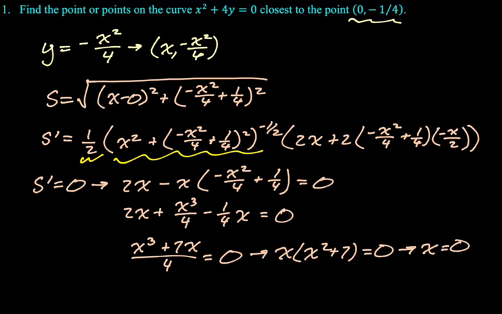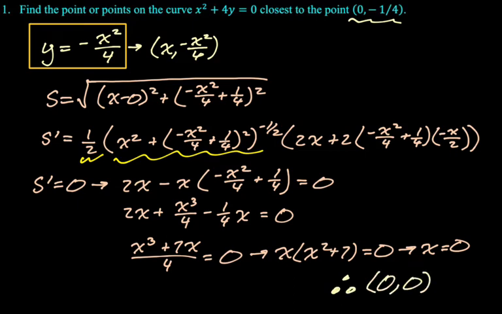If x is 0 and y is equal to negative x squared over 4, we get the point (0, 0), which is the vertex. If you think about where this other point (0, negative 1/4) is, I think it's pretty obvious that the vertex is going to be the closest point, but whatever. That's how I did the problem.